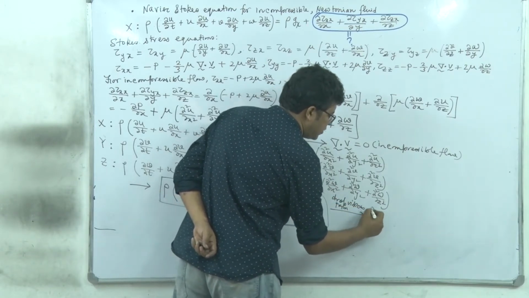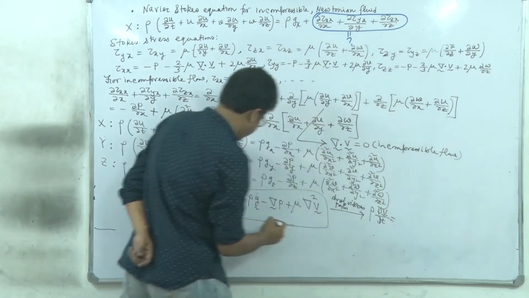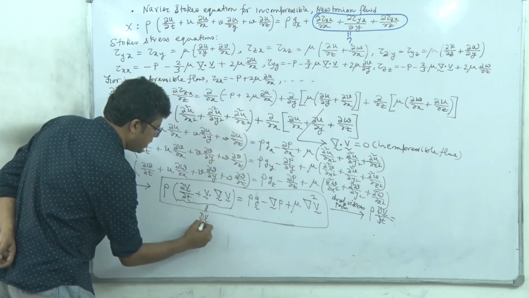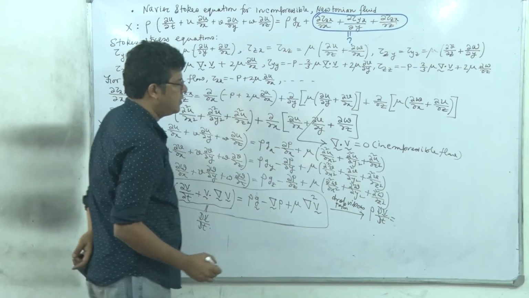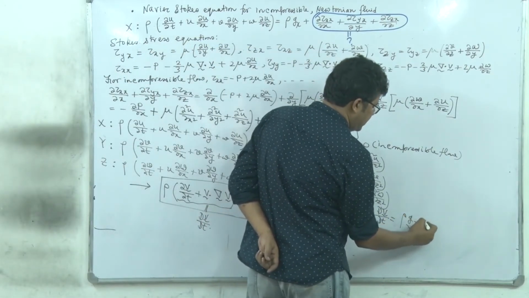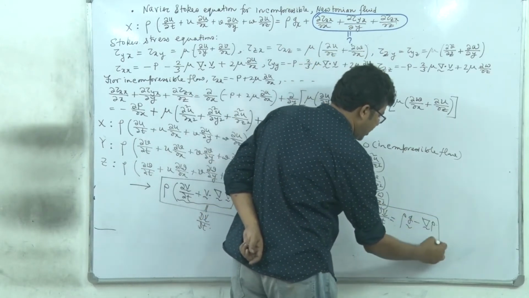It becomes rho. Now we can write it as capital D by Dt of v, which is the same as this, because this is equal to capital Dv Dt. So Dv Dt is equal to rho of g minus grad of p. Right? So that is called the Euler equation.